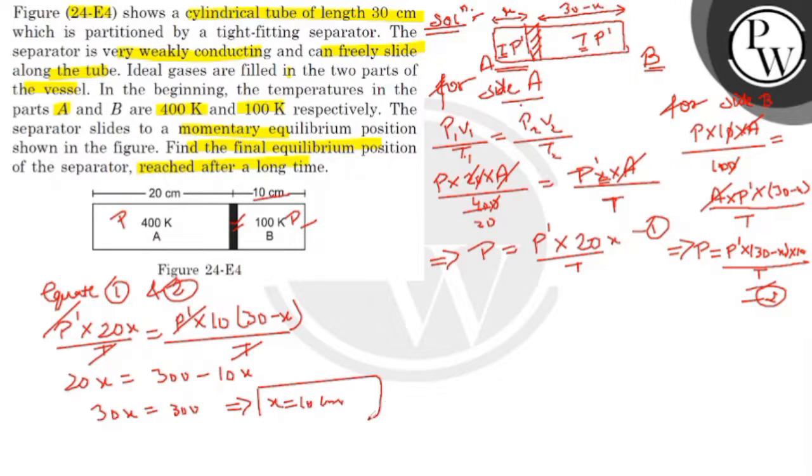What is x here? It is the separation from the end A. From end A, the separator will be at a distance of 10 centimeter, and from end B, it is at 20 centimeter. I hope you understood it well.